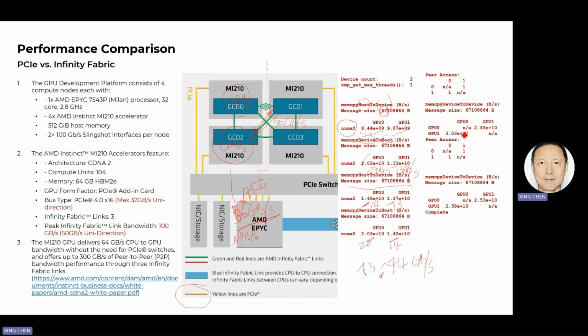you have only two GPUs. So GPU 0 and GPU 1, you copy the data from GPU 0 to GPU 1 and then back from GPU 1 to GPU 0. That's the bandwidth you are going to have.